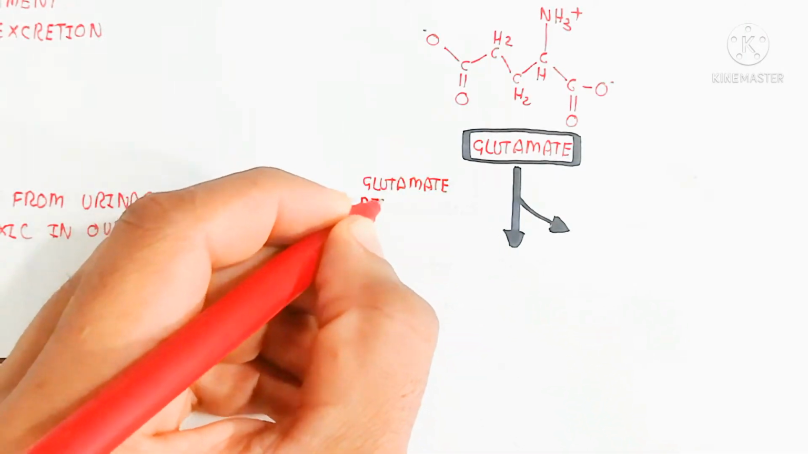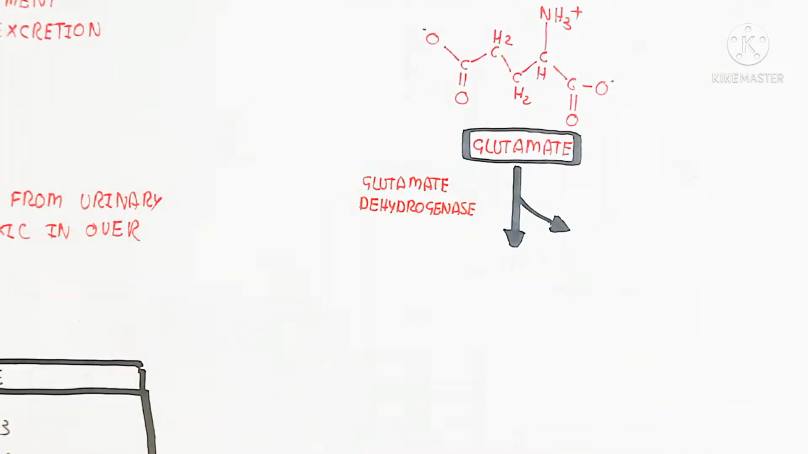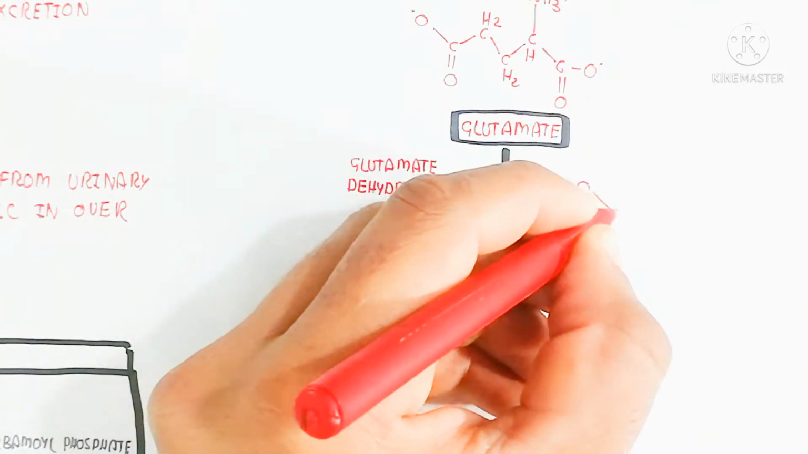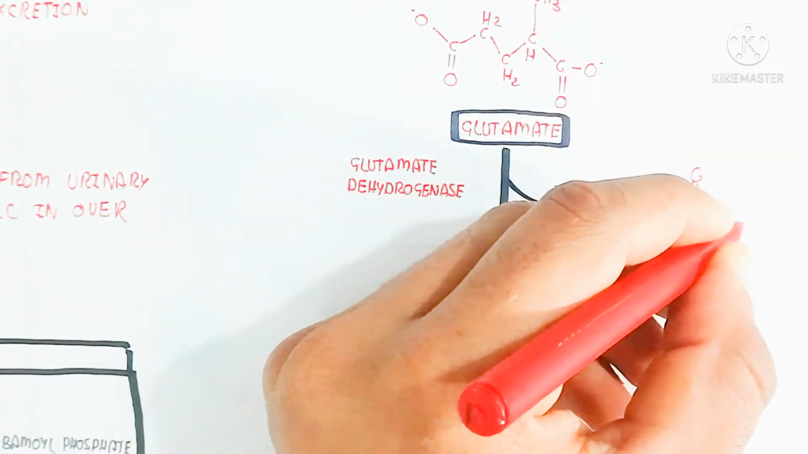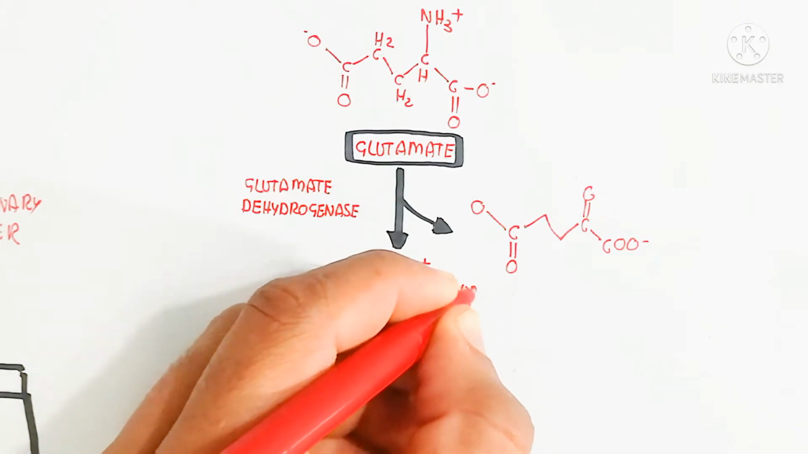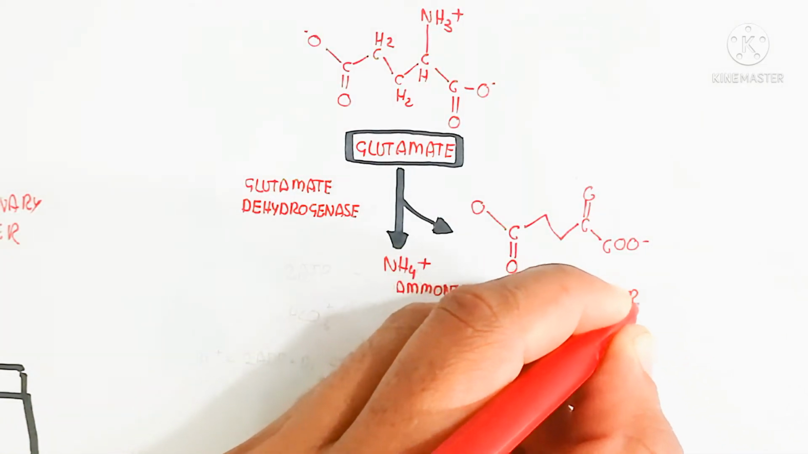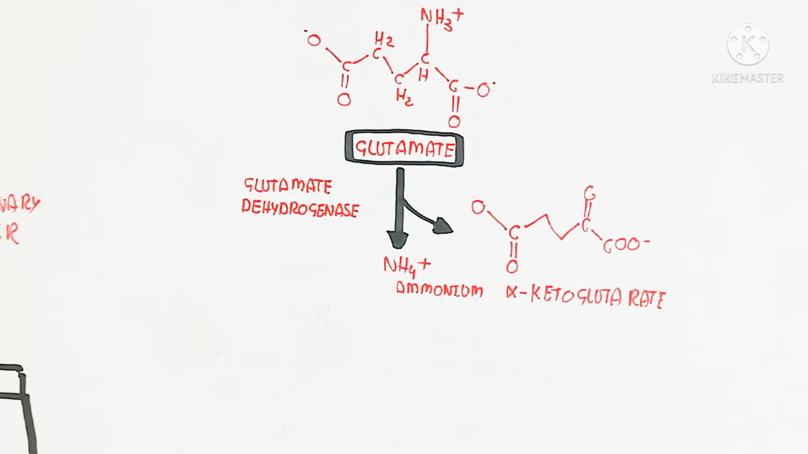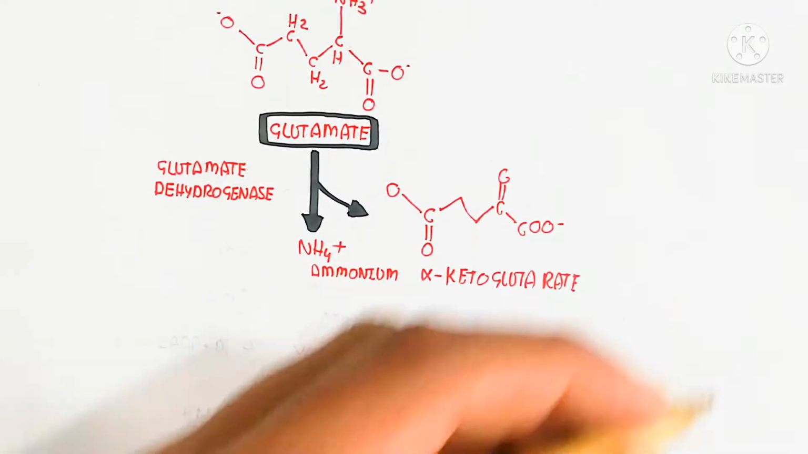So after the ammonia formation, how is it possible? After the separation of the alpha ketoglutarate, this alpha ketoglutarate is very important for the Krebs cycle. The Krebs cycle produces ATP, NADPH, and FADH2. And in this way, here is the ammonium ion.